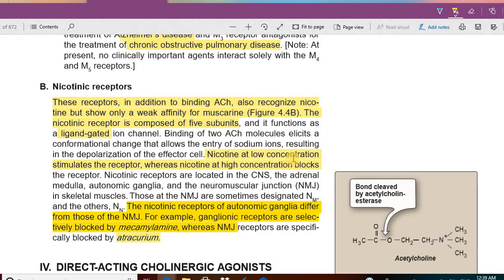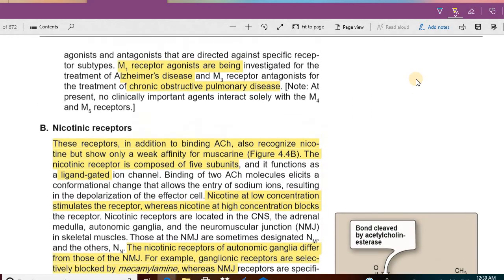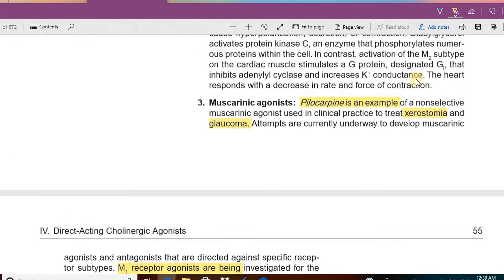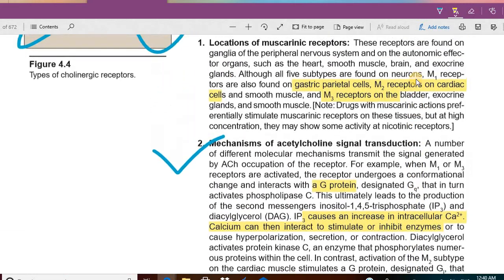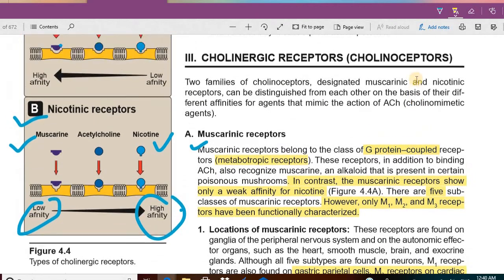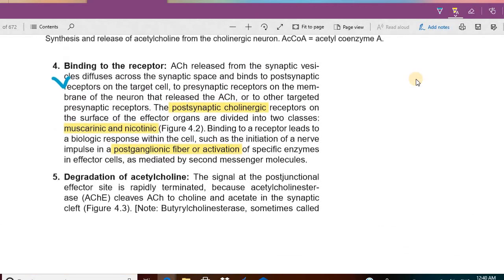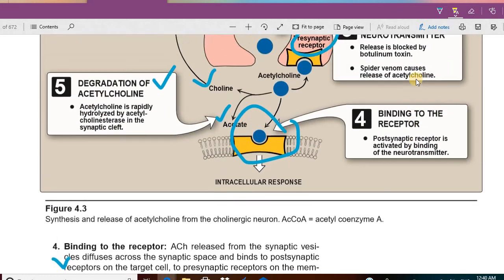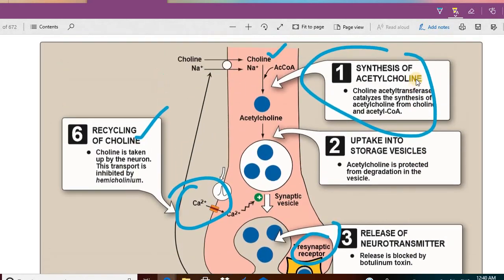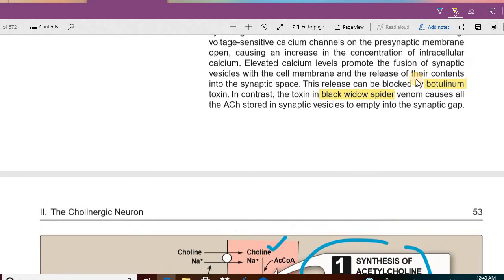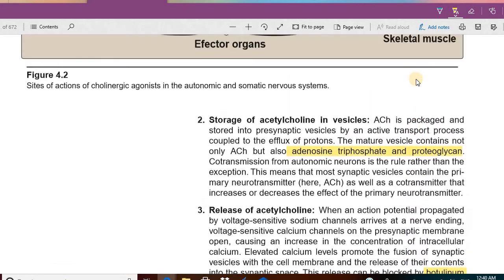So this is the whole thing about the interaction of the cholinergic drugs and the formation of acetylcholine and cholinergic receptors. In this video, we also discussed the classification of the cholinergic drugs. Then we are going to end this video. In the next video, we will discuss in detail the drugs which are included in the cholinergic agonists.